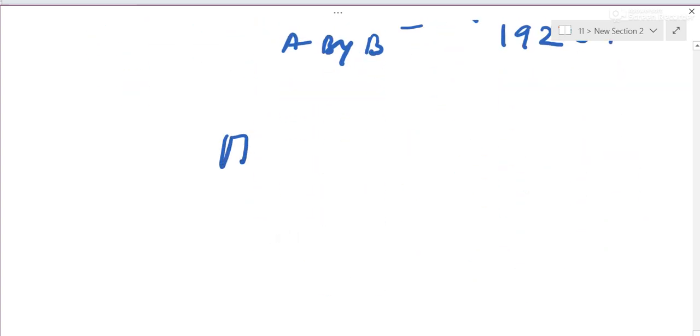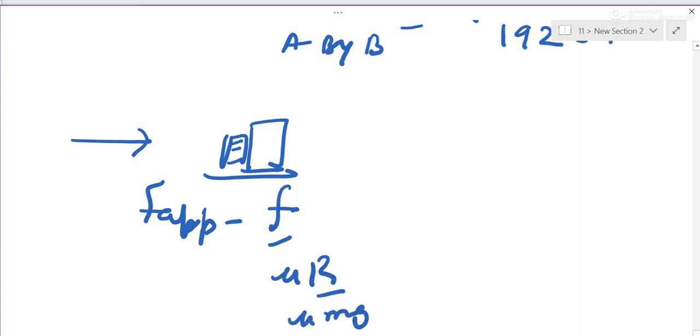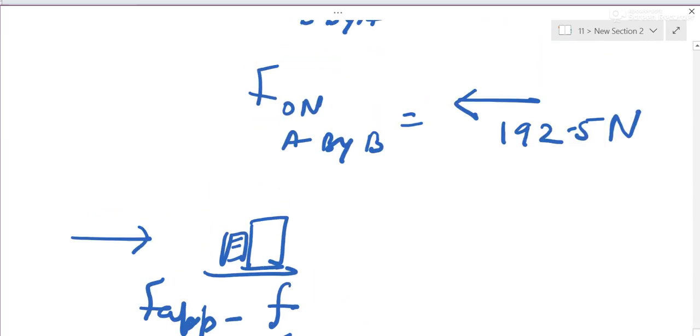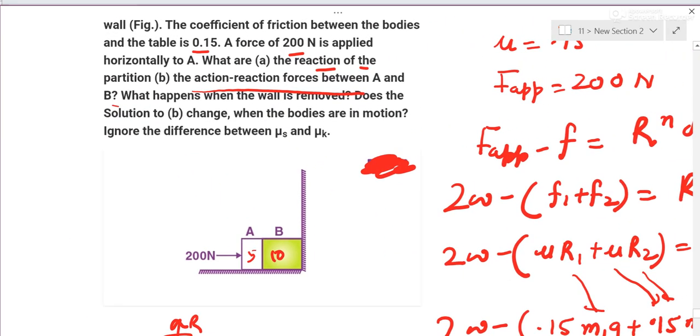How much force A will exert on B? That will be the force applied minus this frictional force. Friction you open as mu R, and R you open as mg. It is that simple. So, getting to the next part of the question, they have asked what happens when the wall is removed.